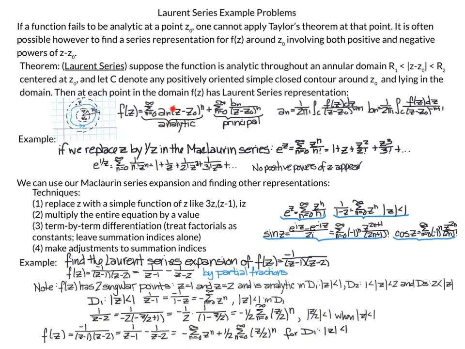The formula for the coefficient a sub n is here, which is 1 over 2 pi i times the closed curve integral over C of f of z dz over z minus z naught to the n plus 1. And then our coefficient b sub n formula is over here, which is 1 over 2 pi i times the closed curve integral over C of f of z dz over z minus z naught to the negative n plus 1.